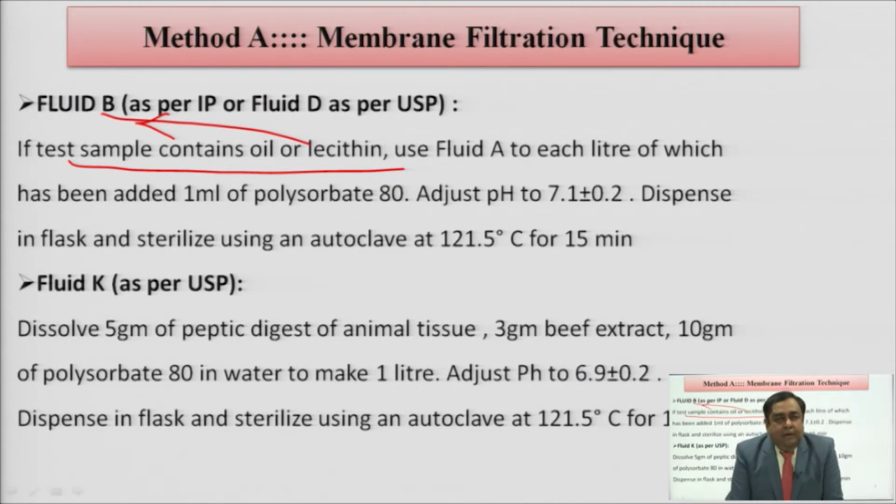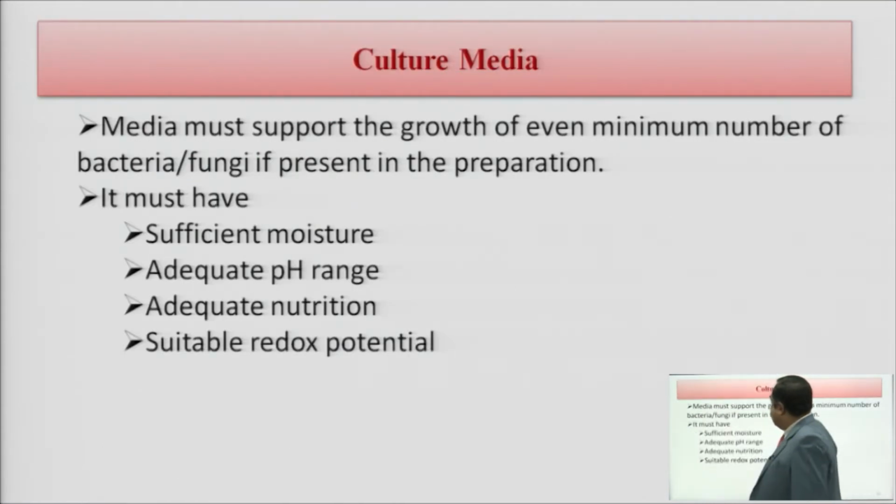USP, on the other hand, refers to what is called fluid K. The composition of fluid K is: dissolve 5 gram of peptic digest of animal tissue, 3 gram of beef extract, 10 grams of polysorbate 80 in water to make a total volume of 1 liter. Again, pH to be adjusted to 6.9 plus minus 0.2, dispense in a flask, and sterilize in an autoclave for a period of 15 minutes.